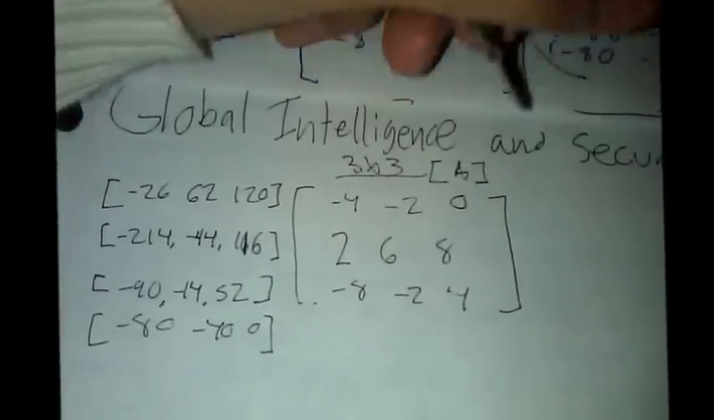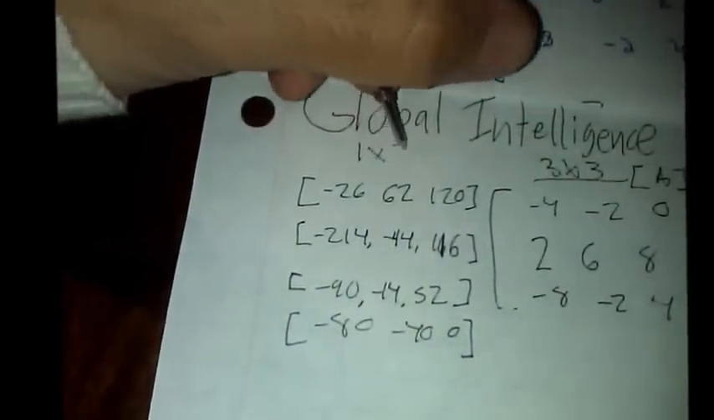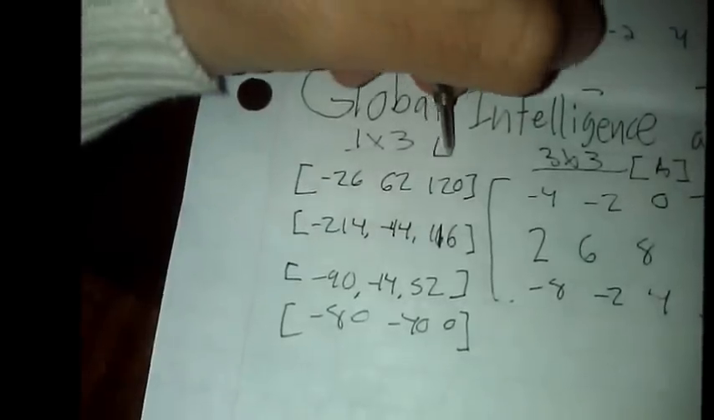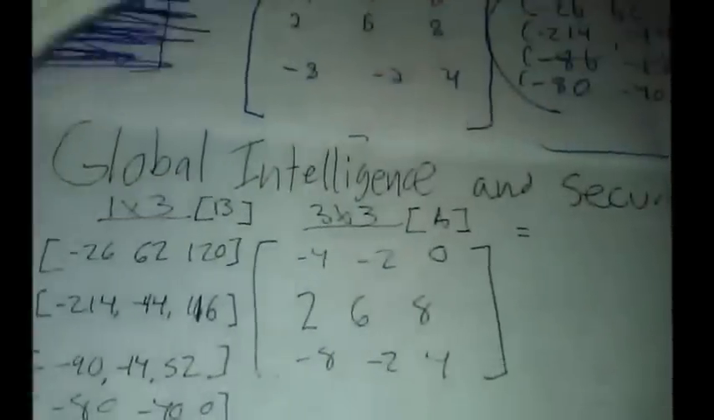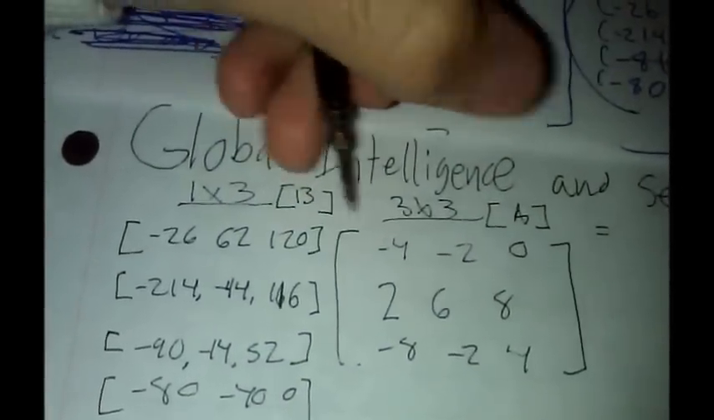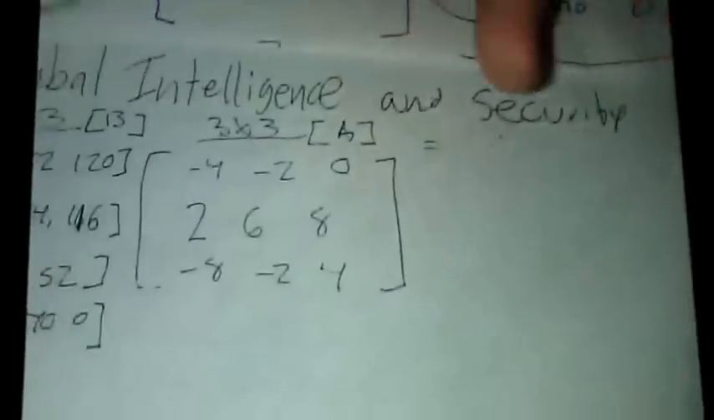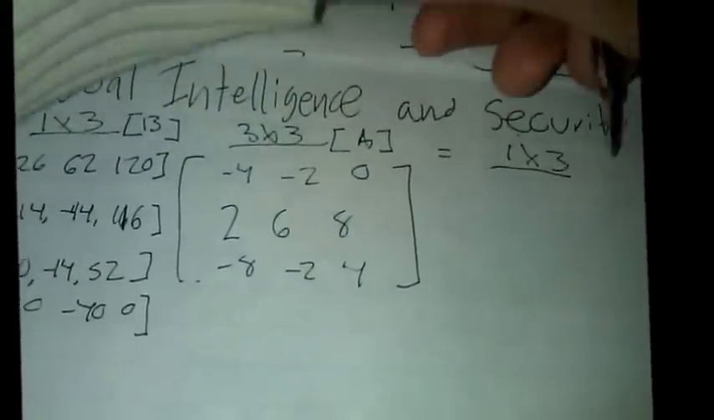as matrix A, and these are going to be our 1x3s, and they're going to be displayed as matrix B. And when you multiply this, the answer is going to be a 1x3 matrix. So I like to put it right here. So it's going to be our answer.